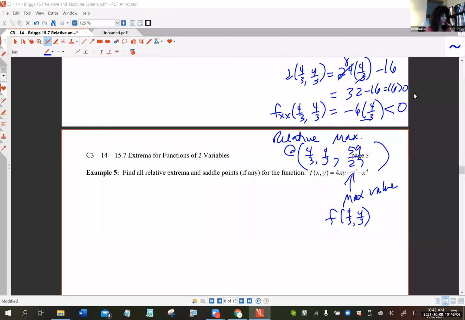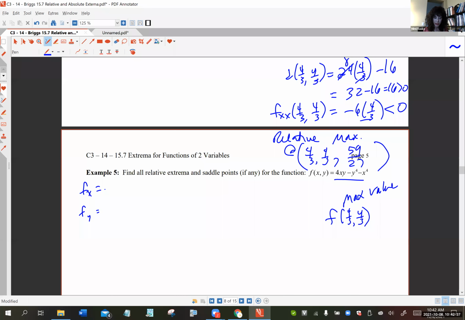So this next example is an example that you can find in just about any calculus book that you buy. It's classic, and there's some that are similar to it. So you're going to try and find the extrema for f(x,y) = 4xy minus y to the fourth minus x to the fourth. So you're going to go get fx and fy. Here we go. Let's do this quickly.